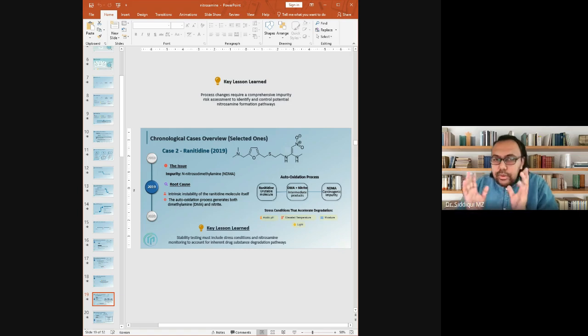So this shifted the regulatory narrative dramatically, and nitrosamines may generate from the drug substance itself also. So in this one, the key lesson is that stability testing must include stress test conditions and nitrosamine monitoring to account for inherent drug substance degradation pathways.